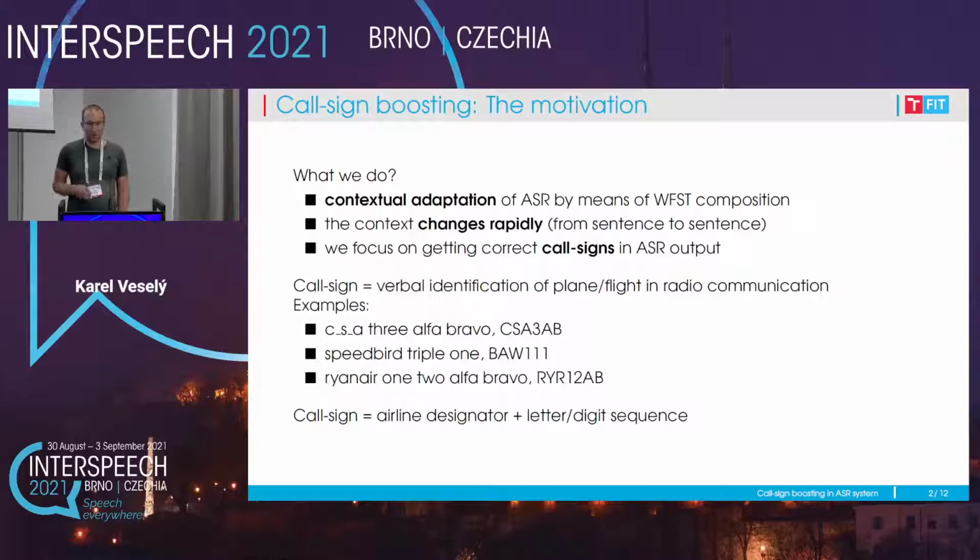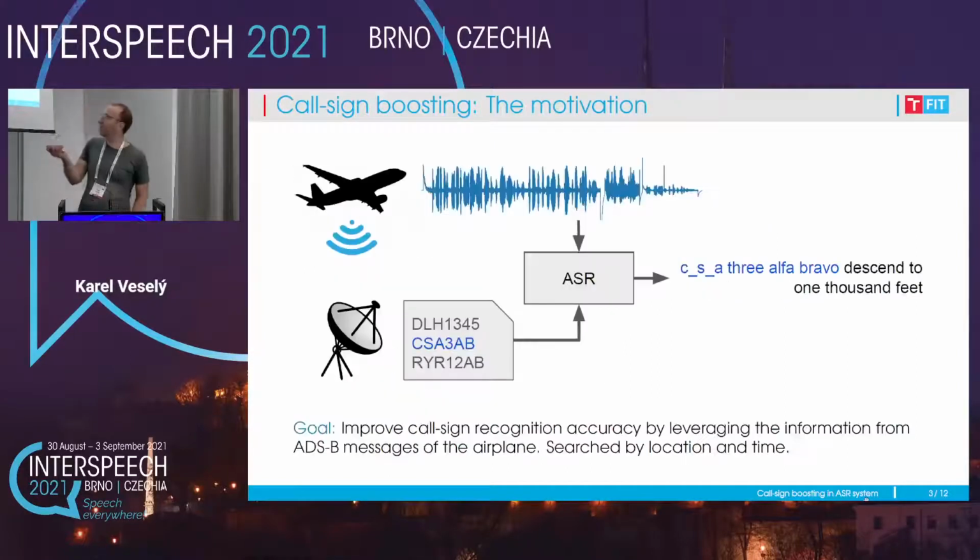Well, as many of you know, a call sign is a sort of verbal identification of the plane that's said by the operators or by the pilots. And there are three examples.